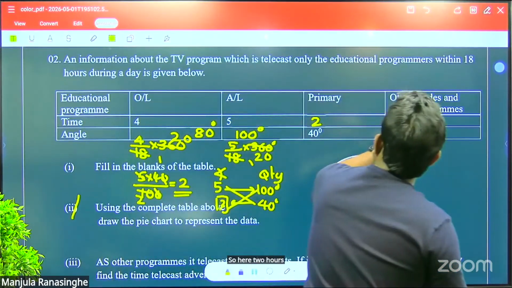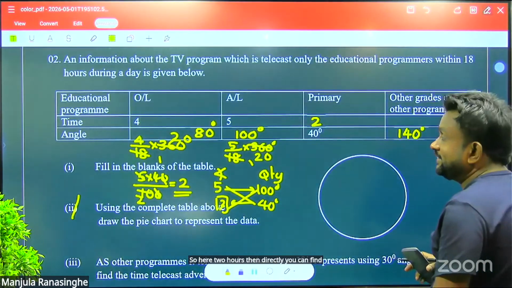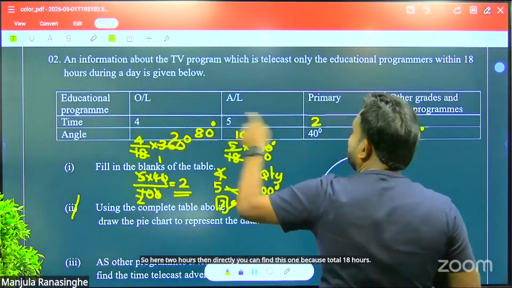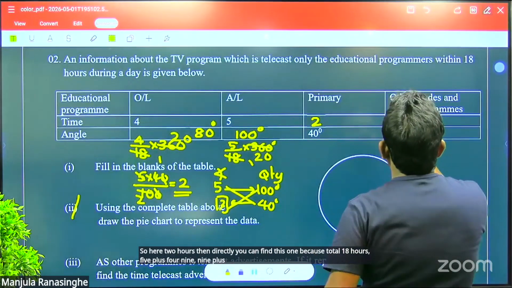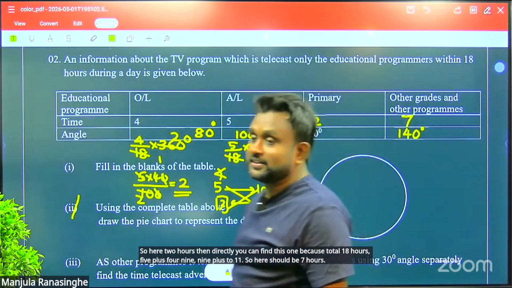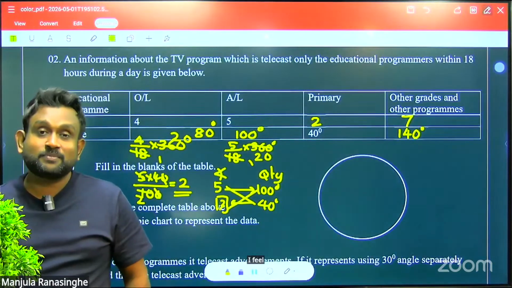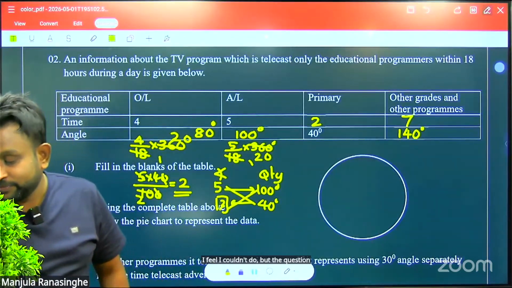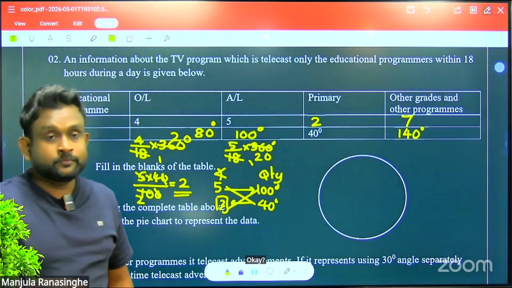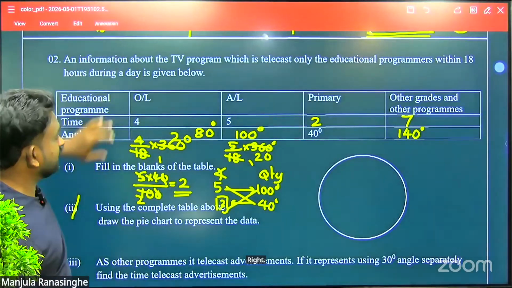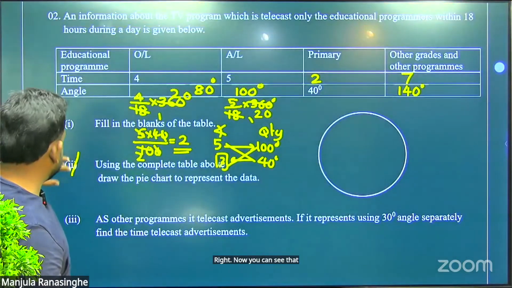Then directly you can find this one because total is 18 hours. 5 plus 4, 9. 9 plus 2, 11. So here it should be 7 hours. It appears like it couldn't be done, but the question is possible. Okay. Right. Now you can see that. So this is the table completing.